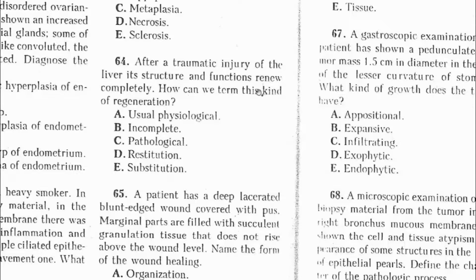So 64. A traumatic injury of the liver, its structure and functions renew completely. It renewed completely. That means there was regeneration completely. It got healed completely. So what is your answer? Of course, restitution.